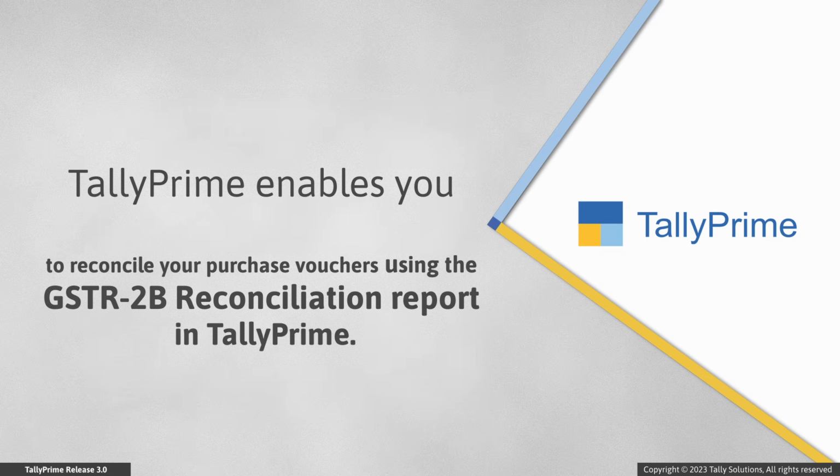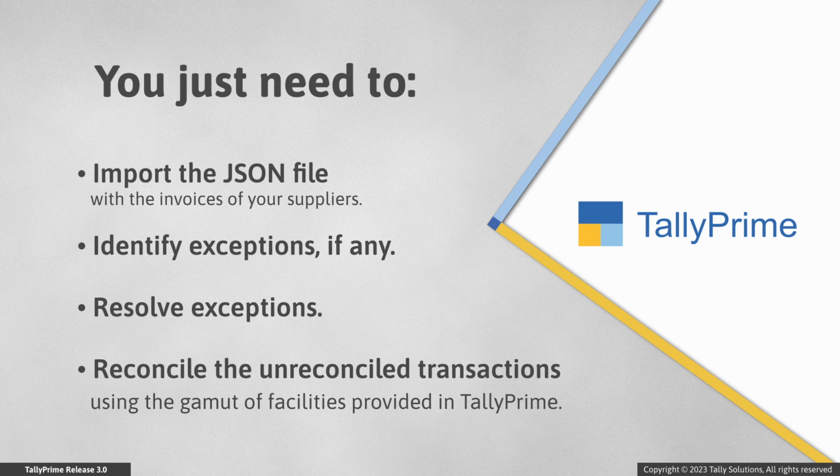As you saw, it is very easy to reconcile your purchase vouchers using GSTR-2B Reconciliation in TallyPrime. All you need to do is import the JSON file with the invoices of your suppliers, identify exceptions, if any, and take actions to resolve exceptions and reconcile the unreconciled transactions.